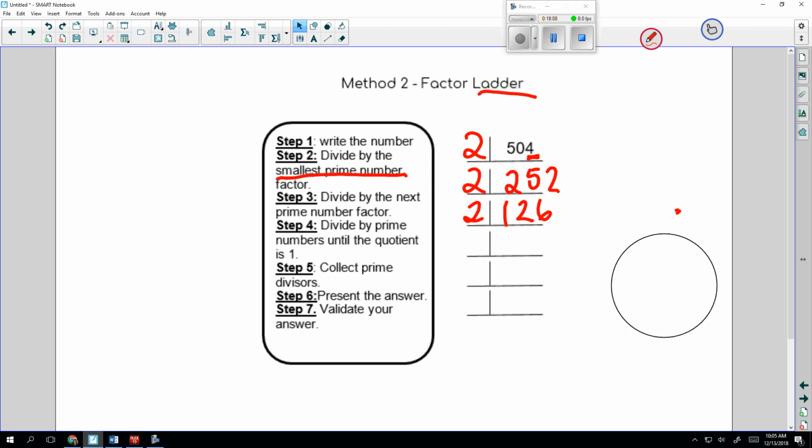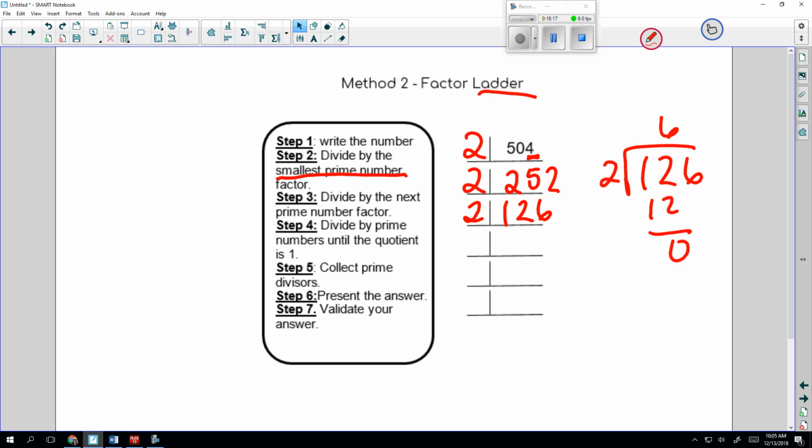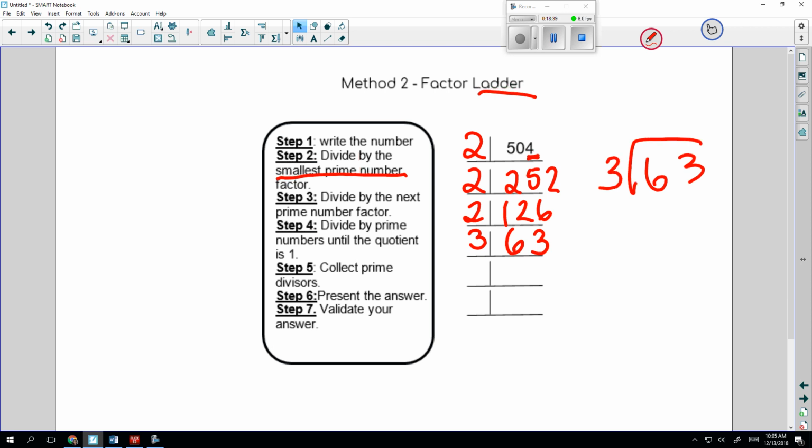Okay, so now I have to figure out 126 divided by 2. Okay, so I get 63. Now, is 63 even? No, so I can't do 2 anymore. What's my next prime number? 3. My next prime number is 3. Is 63 divisible by 3? Yeah, it should be. Let's figure out what that is. 21. Okay, so I get 21.